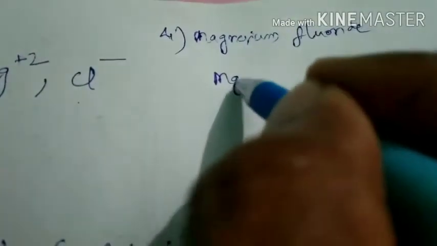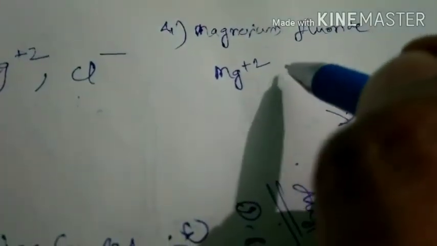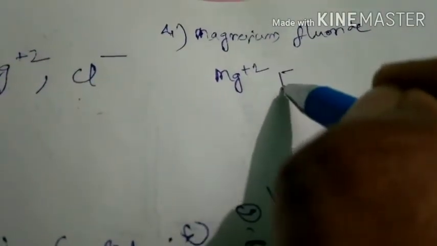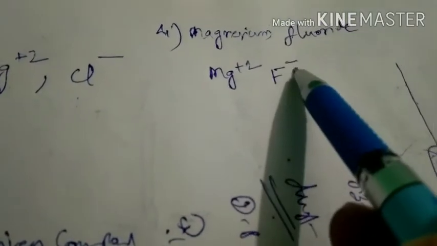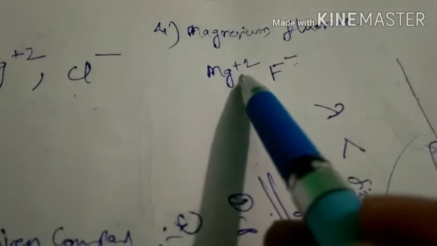Magnesium fluoride. We know the symbol of magnesium is Mg 2+. The symbol of fluoride is F minus. Here, plus 2 and minus 1. Charges are there, but these are not equal. If the charges are not equal, what do we have to do? We have to apply crisscross.